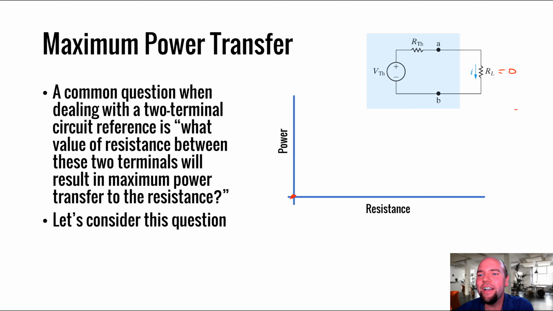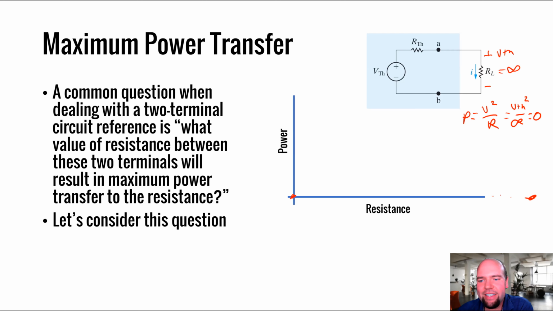Let's try the case where RL is equal to infinity. When RL is equal to infinity, we know that power is also equal to V squared over R. And what's the voltage across this going to be? It's going to be VTH. So power is equal to VTH squared divided by infinity. And once again, that's 0. So at infinity, we also have a big goose egg for power.